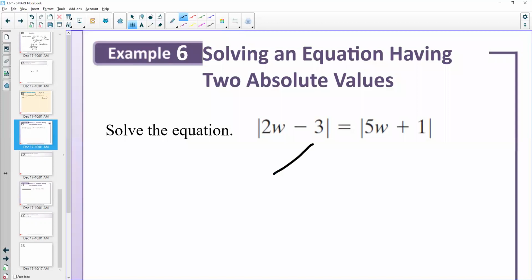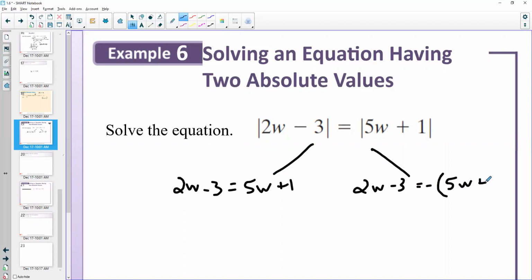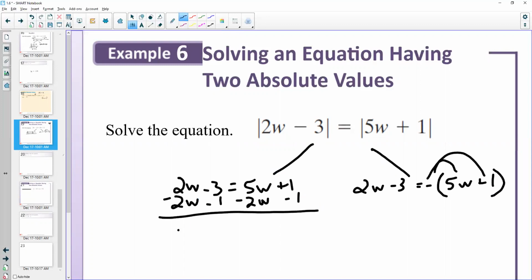My two cases here are 2w minus 3 equals 5w plus 1, or 2w minus 3 equals negative the quantity 5w plus 1, not just negative 5w. This has to get distributed. It goes to all the pieces. So on this side, I'm going to combine some terms. I'm going to move the 2w over. I'm going to move the 1 the other way. I'm going to get negative 4 equals 3w.